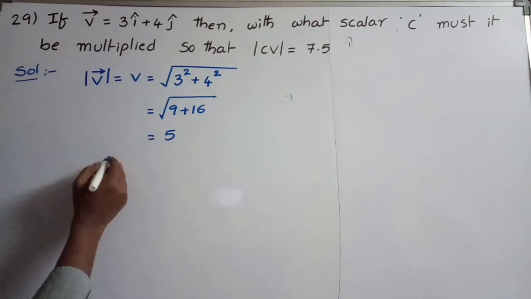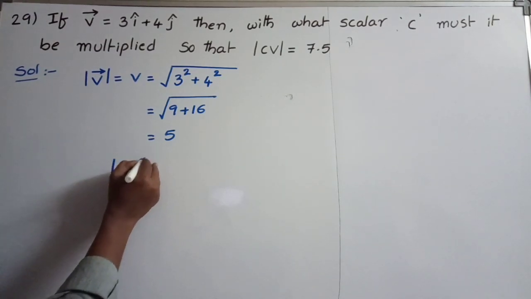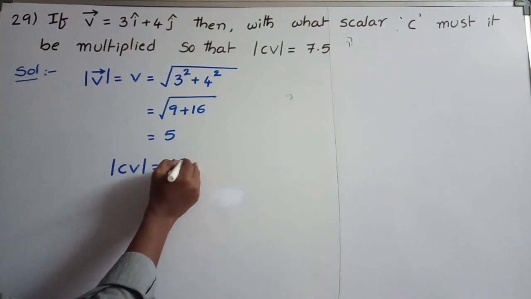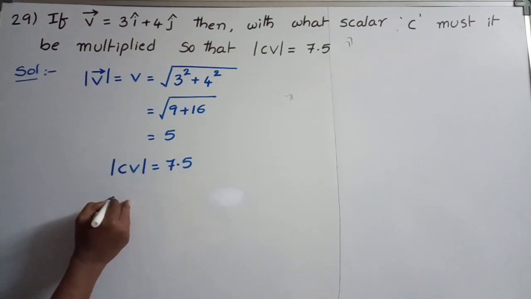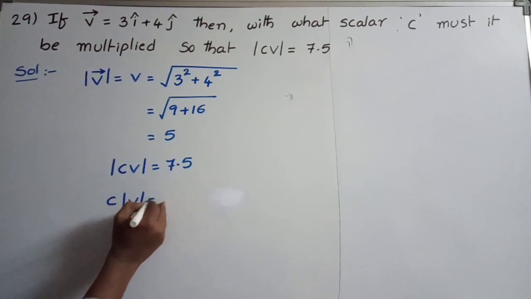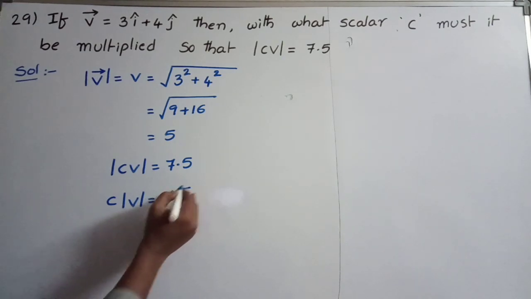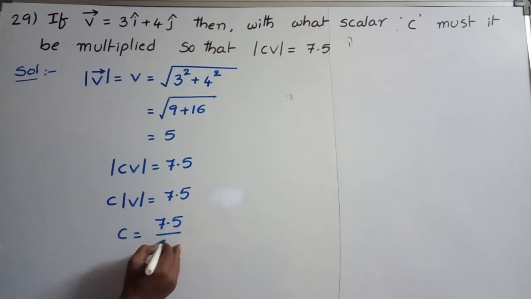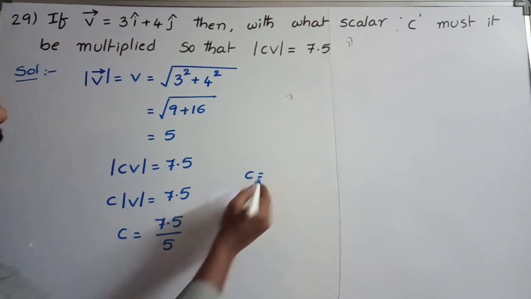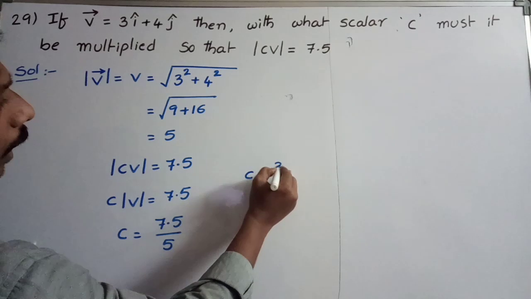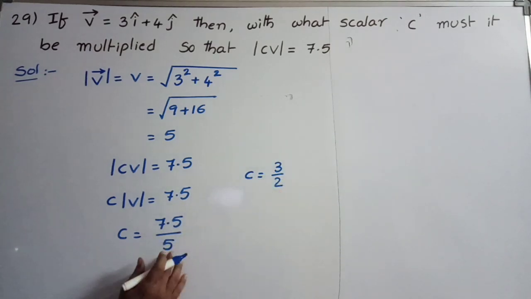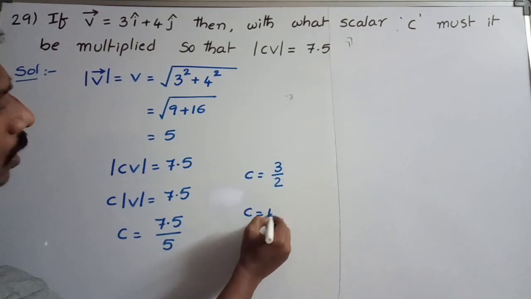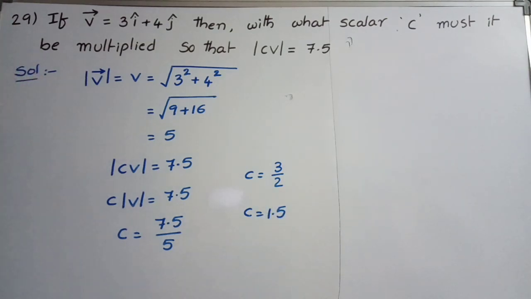Substitute this value here. Magnitude of CV is equal to 7.5, as they have given. From this, C into magnitude of V is equal to 7.5. From this, C is equal to 7.5 divided by 5. If you simplify, we will get C is equal to 1.5.